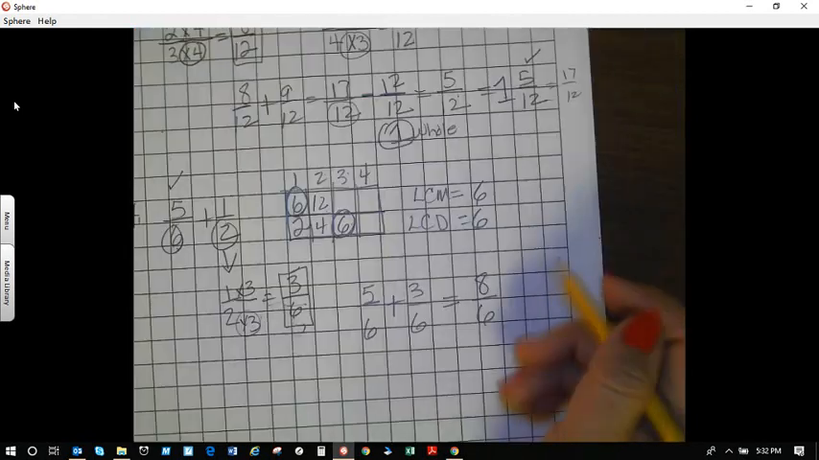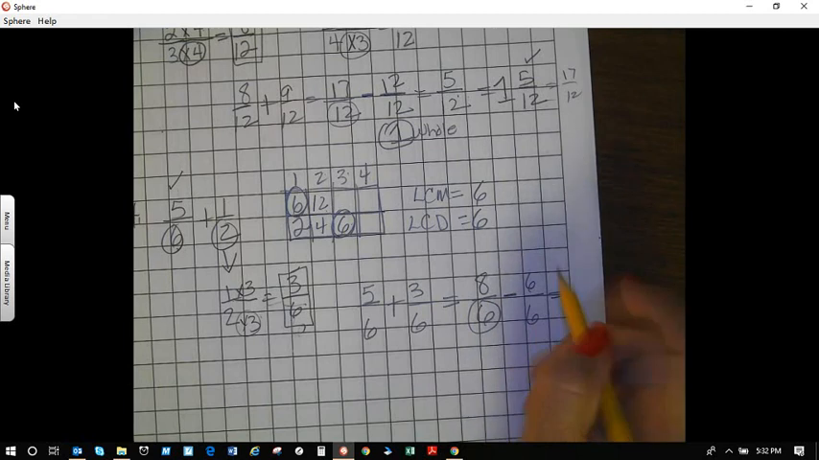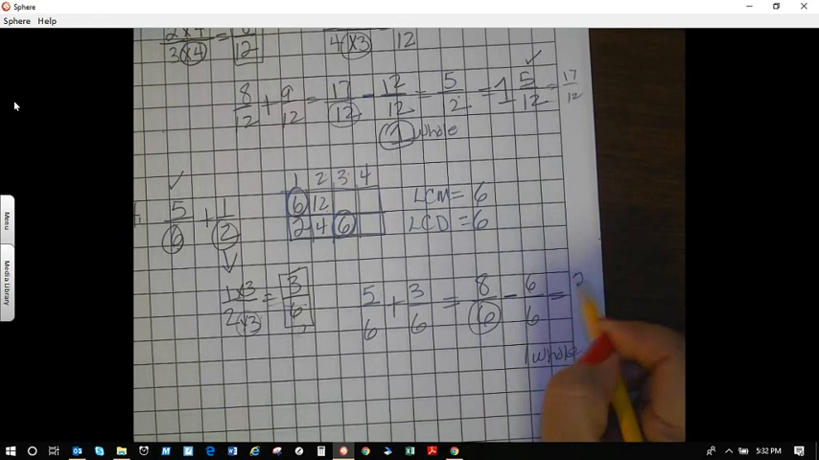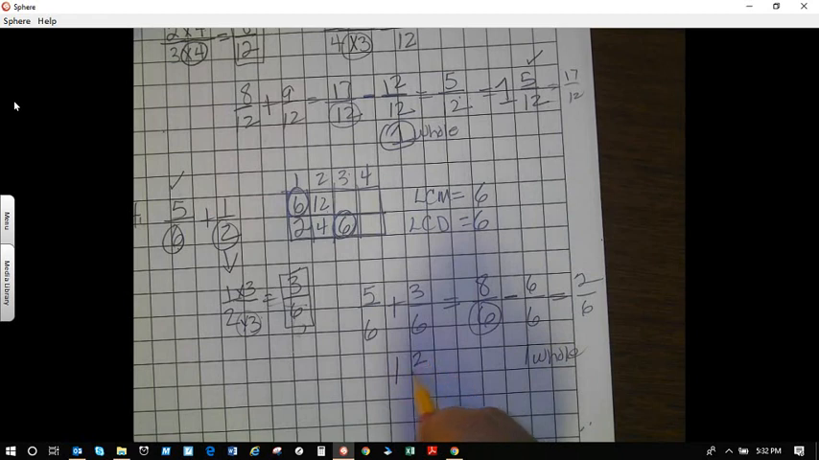Okay, now I'm going to take out a whole. So I'm going to take a 6 out of a 6. So 6/6, that's 1 whole. That leaves me with 2/6. So I have 1 and 2/6, but we said that they're even numbers.